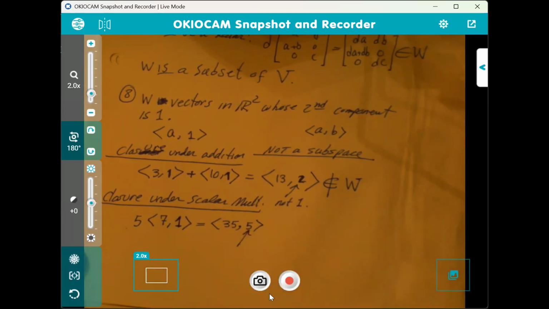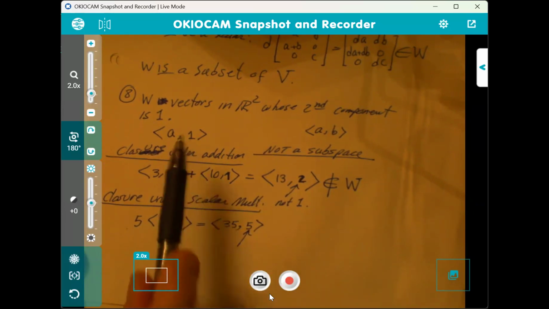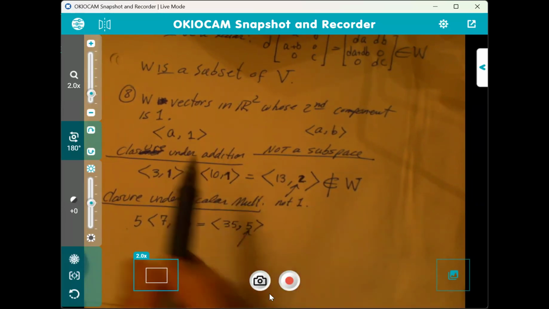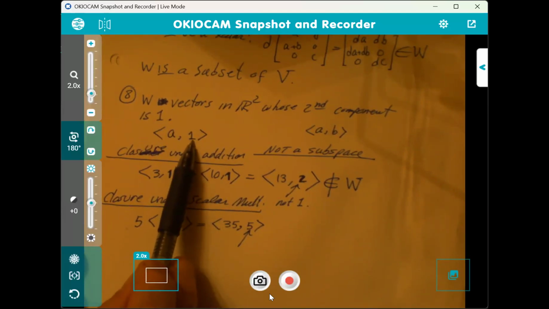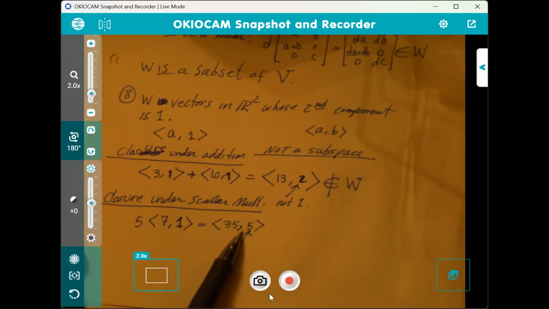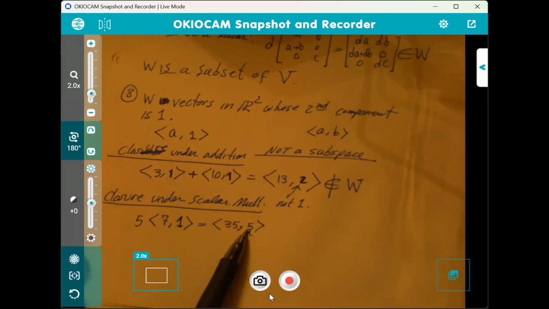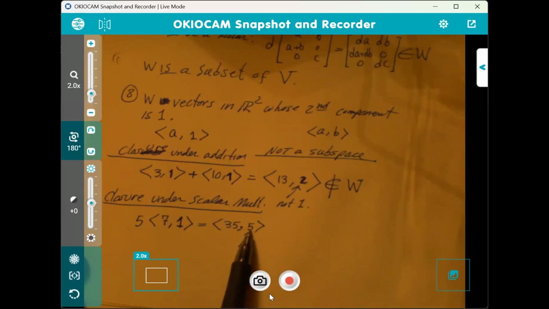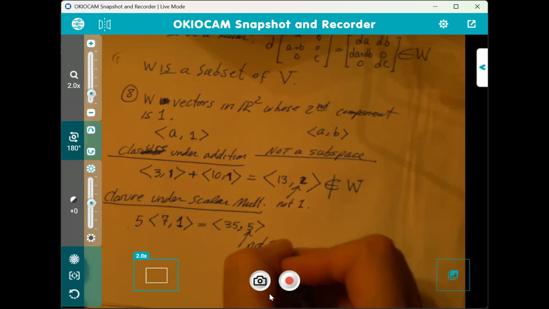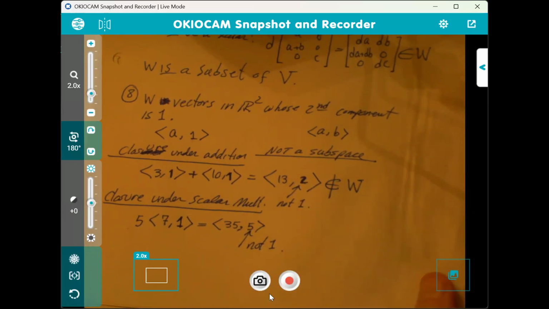Look at the second component. It's no longer 1. Remember, all the vectors in his W have only 1 for the second component. So this vector is not going to be there. It's not closed. That means there's not going to be a vector that looks like this. 35 comma 1 will be there. This is guaranteed by his choice. Any number comma 1 will be there, but if the second number is not 1, you don't have it. It's just not available to us. This is not 1. Another reason.